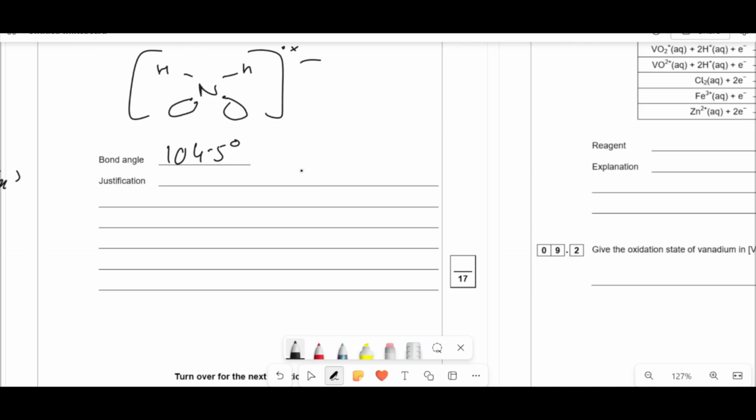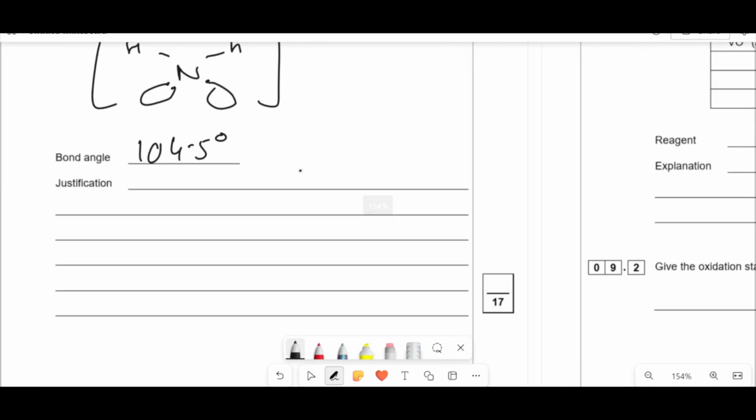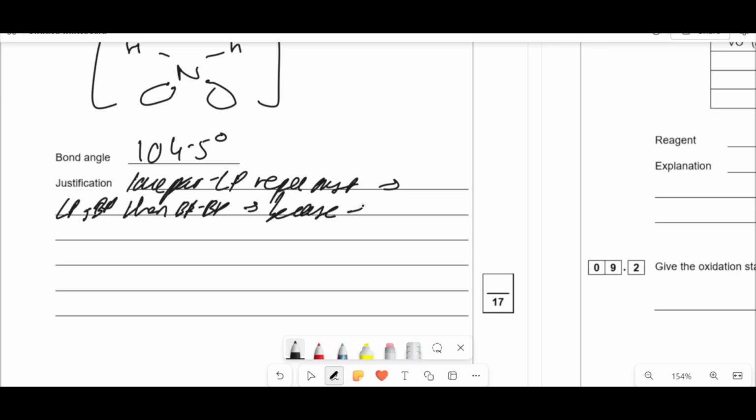So the justification, every single question that tells you why it's this shape, you've got to say this exact thing: lone pair, I'm going to write LP for short, repel most. Then lone pair, bonding pair, BP I'm going to write. Then BP, BP. And I need to say why, because electrons repel apart as far as possible.